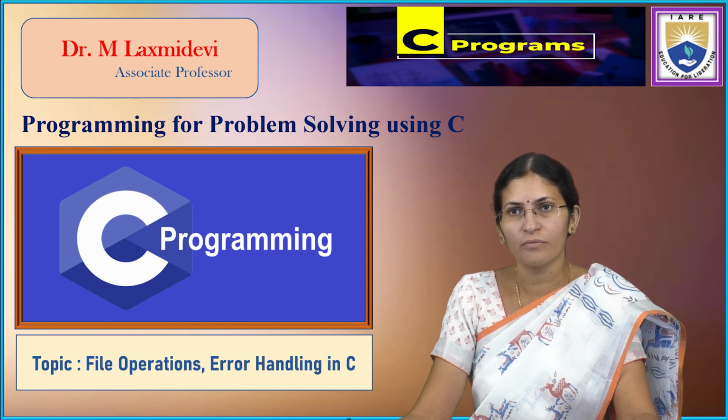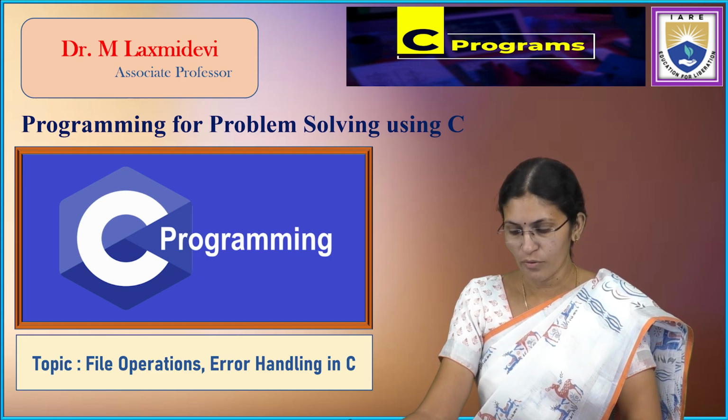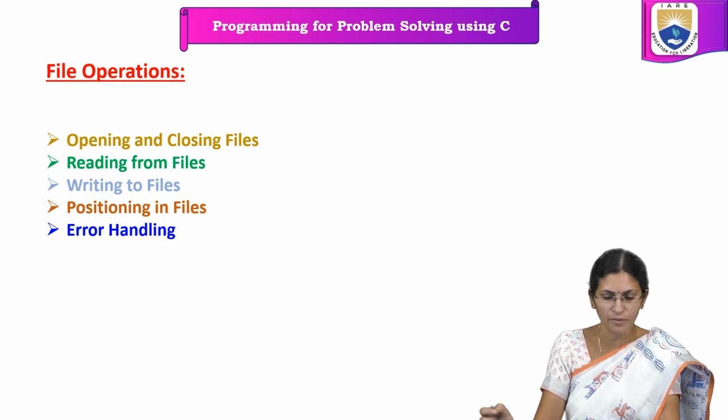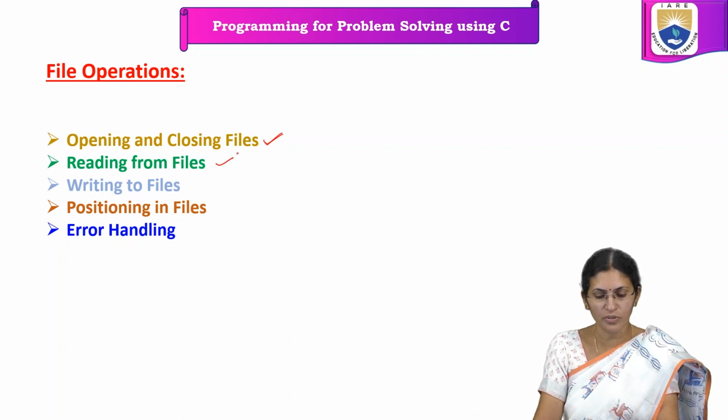Today's topic is file operations and error handling in C programming language. In the previous video lecture, we discussed the different file operations like how to open a file, how to close a file, and also the associated functions for opening and closing files. Then we can read from files by using functions like fgetc, etc. We can also write to a file. We have seen the related functions. You can go through my previous video lectures.